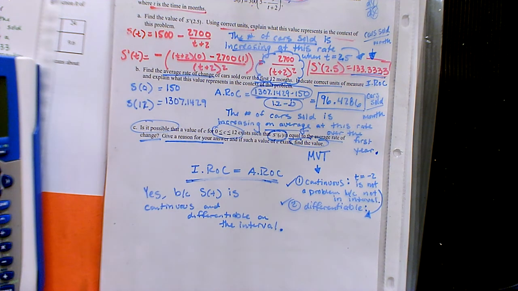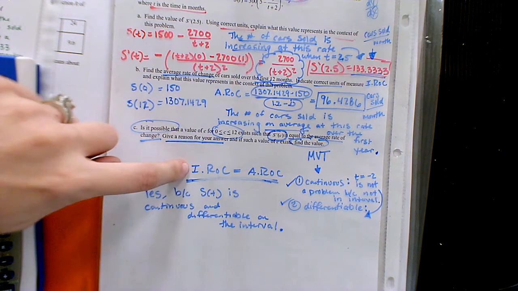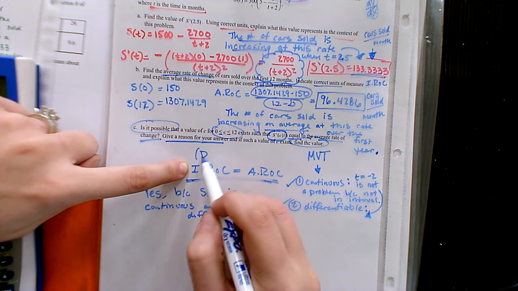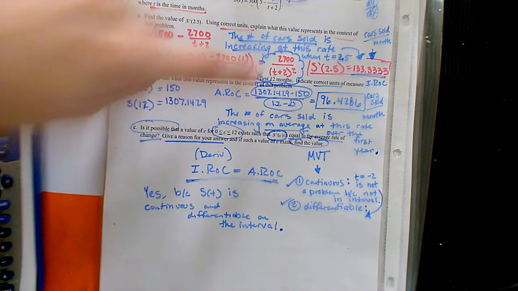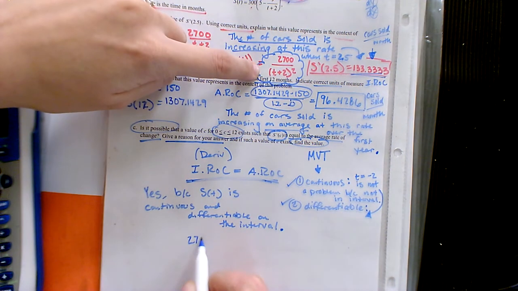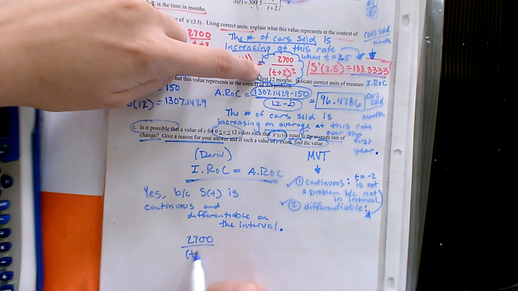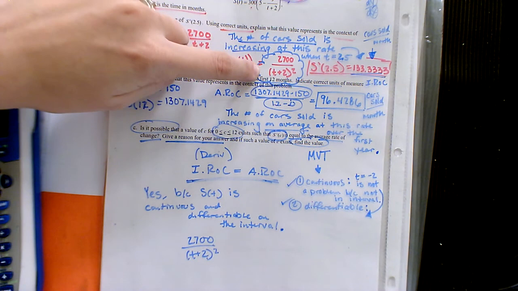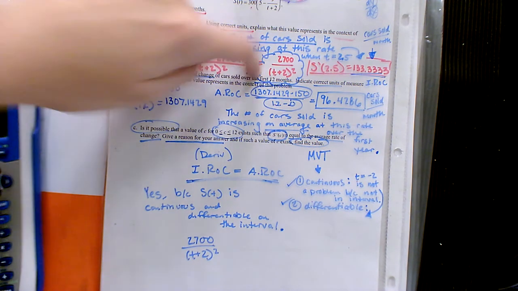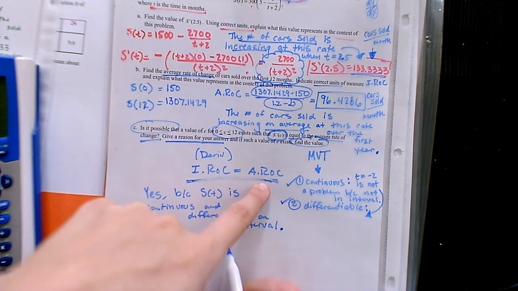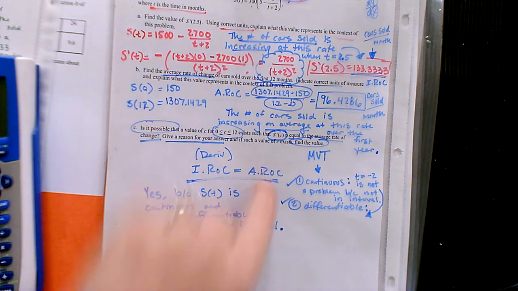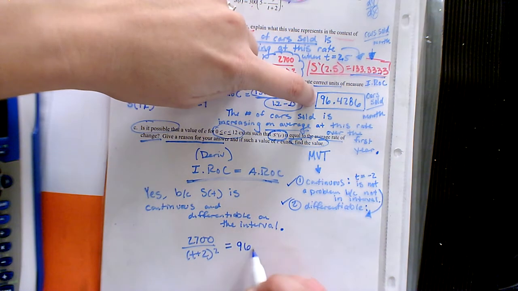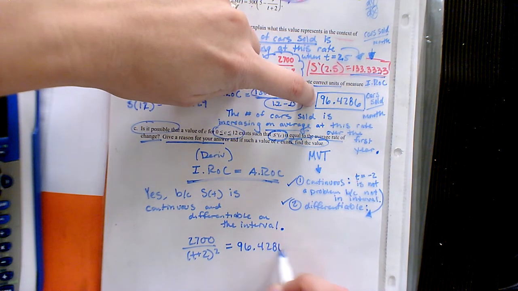So let's go ahead and take those pieces. I think we already have those available to us. Instantaneous rate of change means derivative. Do we already know what the derivative function is? We had that in the top, right? 2700 over t plus 2 squared. Do we already know what the average rate of change is over the first year? That was the 96.4286 number.